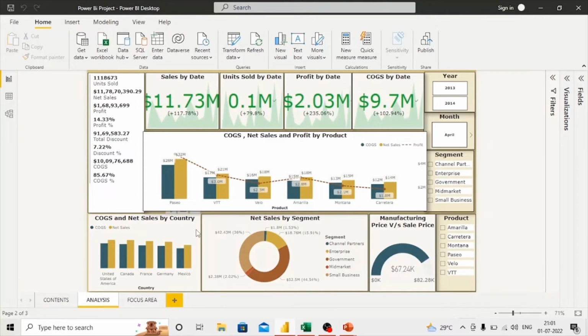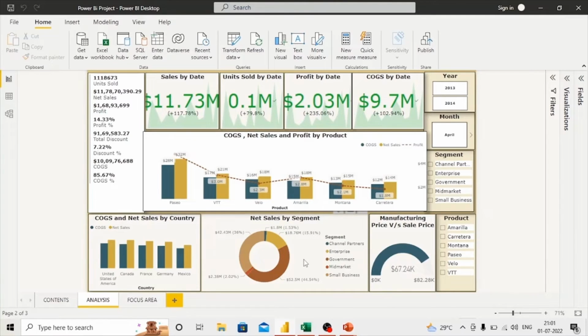If I look at the cost of goods sold and net sales by country, we can find the United States of America has the highest cost of goods sold and net sales, followed by Canada, France, Germany, and Mexico.